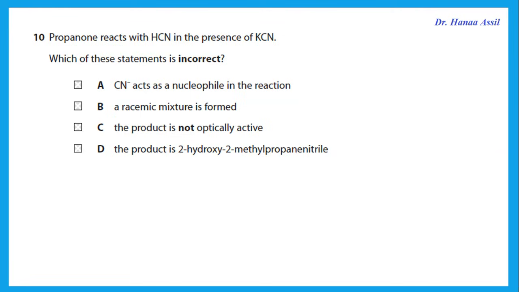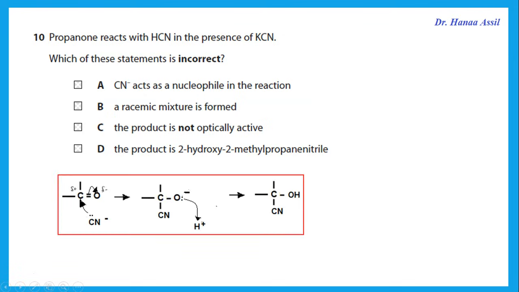This question says propanone reacts with HCN in the presence of potassium cyanide, and we're asked which of these statements is incorrect. Well, let's see. Propanone is a ketone. It has a carbonyl in which the carbon is slightly positive and the oxygen is slightly negative. The cyanide has a lone pair of electrons that attacks the slightly positive carbon, so actually the cyanide is acting as a nucleophile. So that first statement is correct.